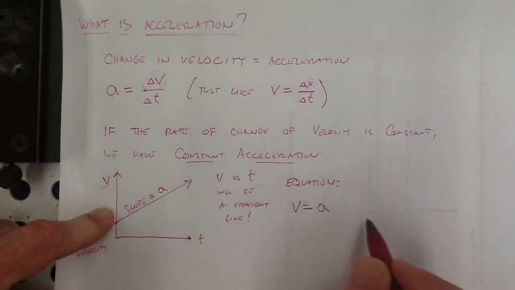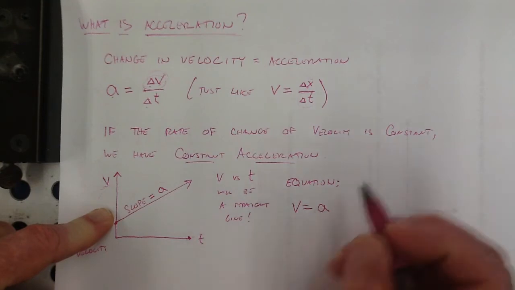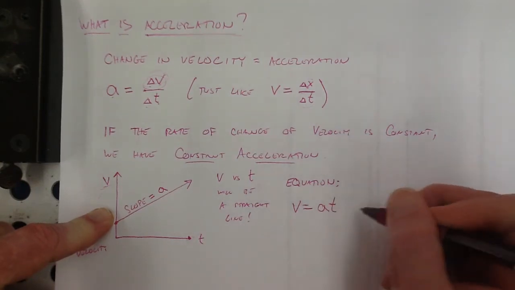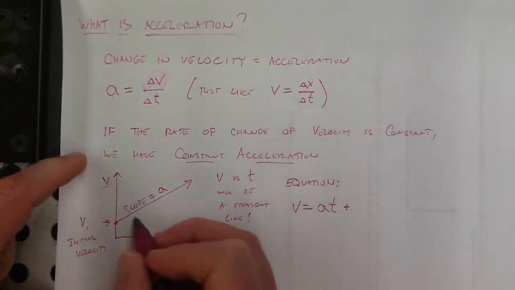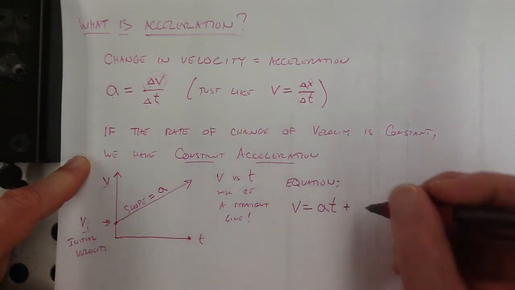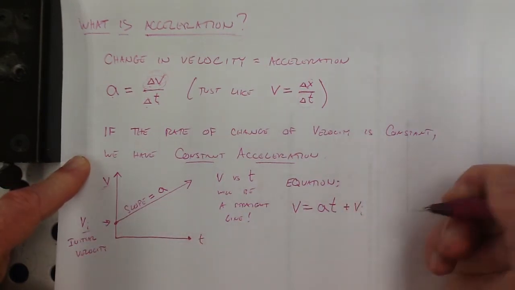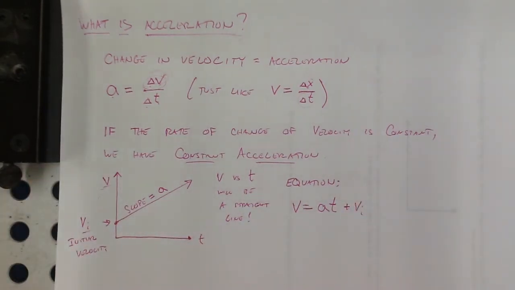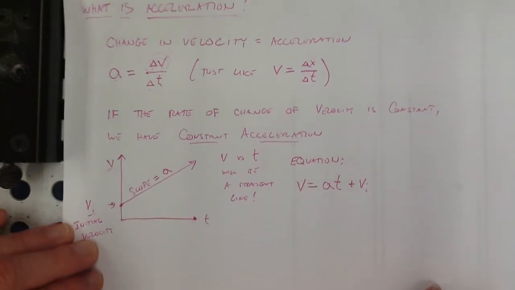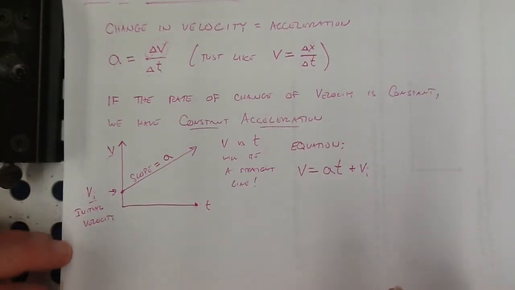Y equals mx. Instead of x, you put the t there, plus b, but the y-intercept is the starting velocity, vi. And that's the equation for this line. And just one more thing I want to tell you. There'll be some more notes coming about this.